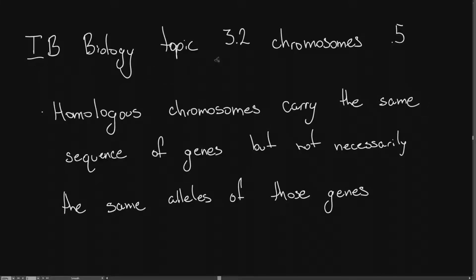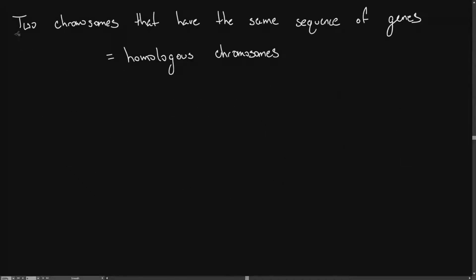IB Biology Topic 3.2 Chromosomes Point 5. Homologous chromosomes carry the same sequence of genes, but not necessarily the same alleles of those genes. This video will be a sort of extension to the swapping over example given in Chromosomes Point 4 in the previous video. Our first point is that two chromosomes that have the same sequence of genes are homologous chromosomes.